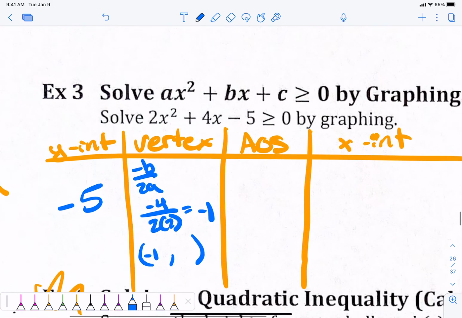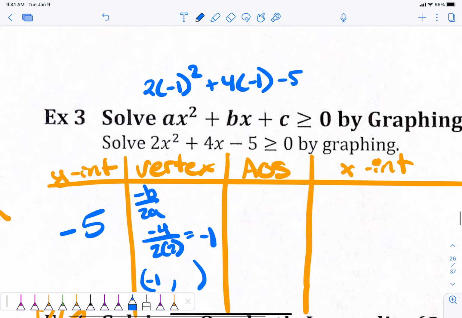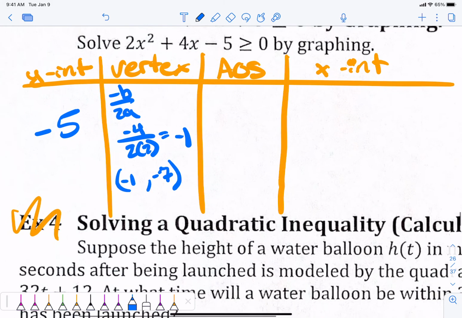Negative 1, if we plug it in: 2 times negative 1 squared plus 4 times negative 1 minus 5. You square the negative 1 first, right? So 1. Times 2 is 2, minus 4, minus 5, so negative 7. Did she say negative 7? Yes, she did.